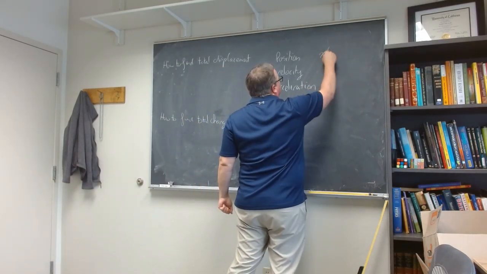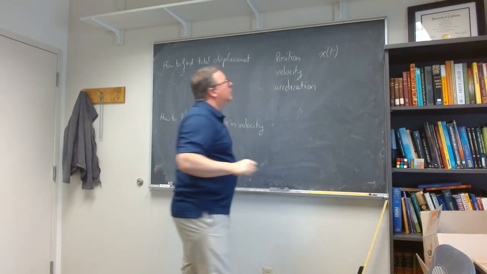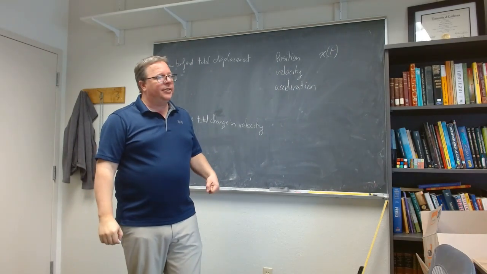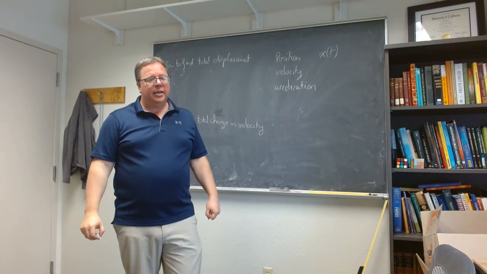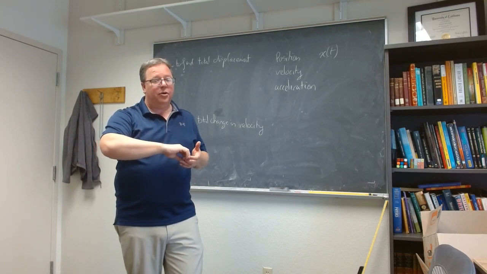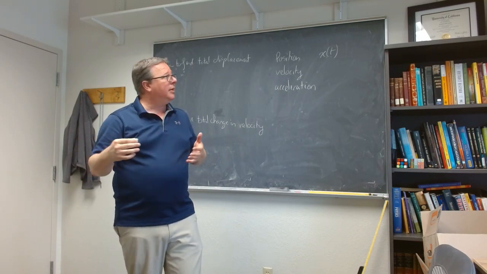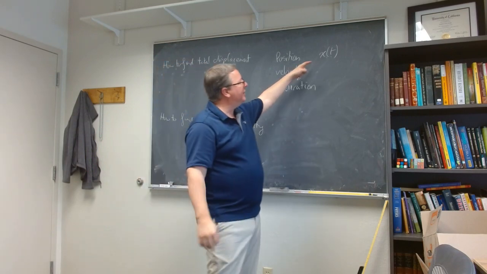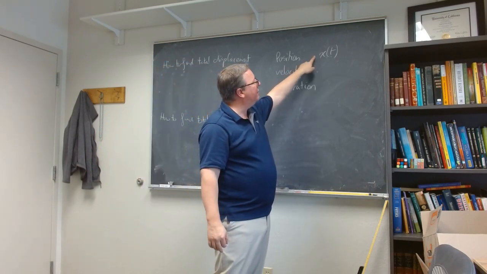Usually the position function is denoted as x of t. So our variable is time, because as an object moves, it moves as time progresses. So x represents its position as a function of time.